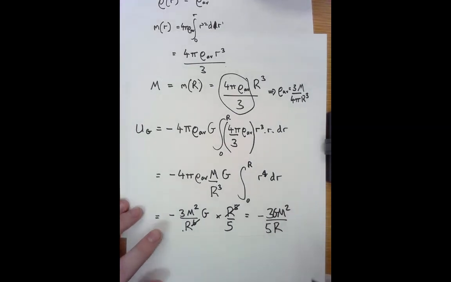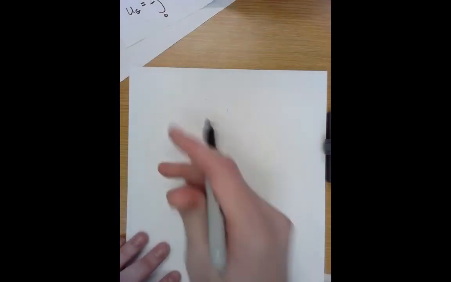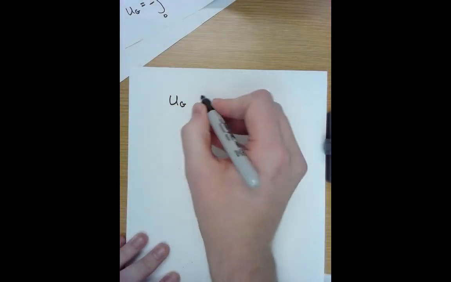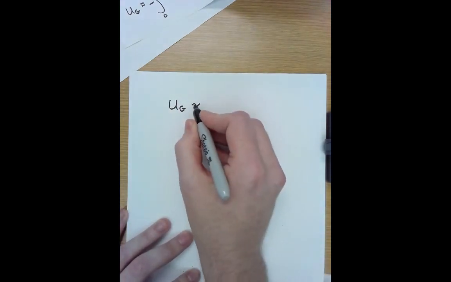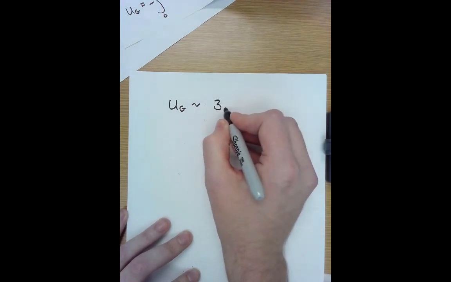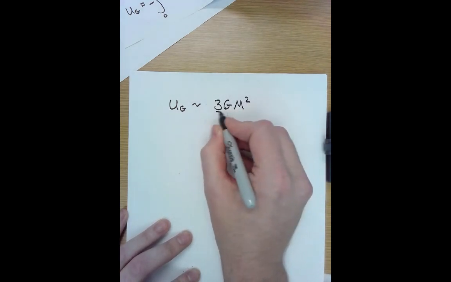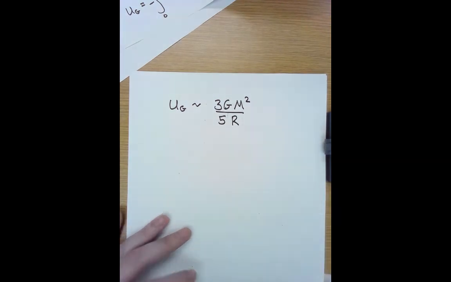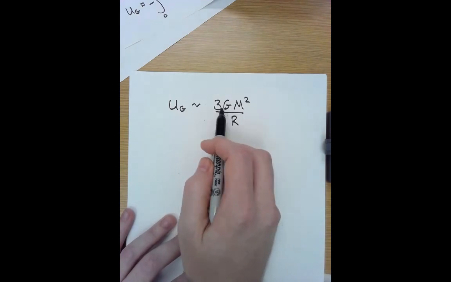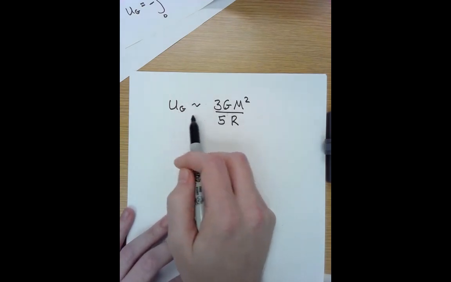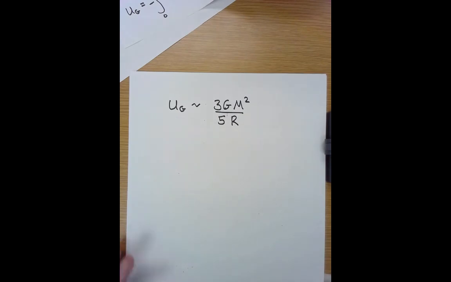So let me write this out again more clearly. For a constant density sphere, the gravitational potential energy is equal to minus 3GM squared over 5R, where R is the radius of the sphere and M is the mass of the sphere. Okay. So we can take this to be an order of magnitude estimate for the gravitational potential energy of a real star.